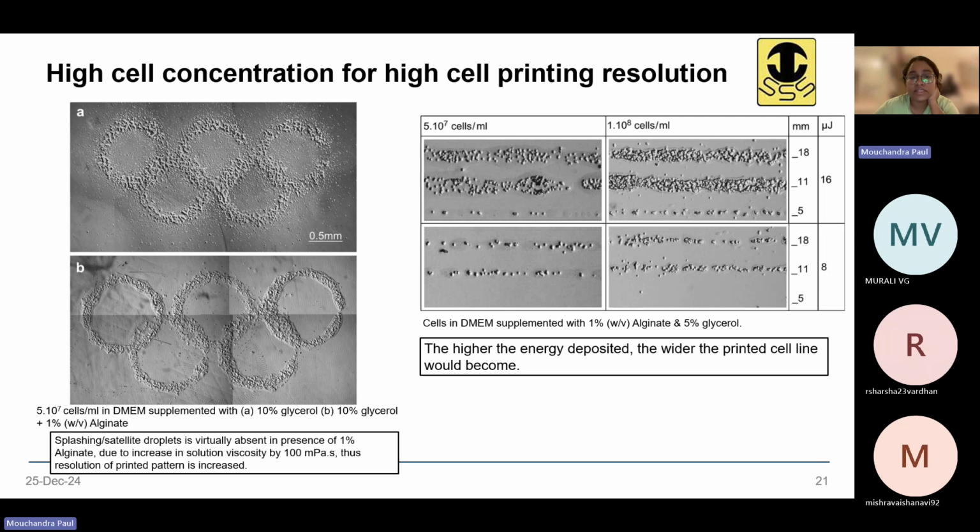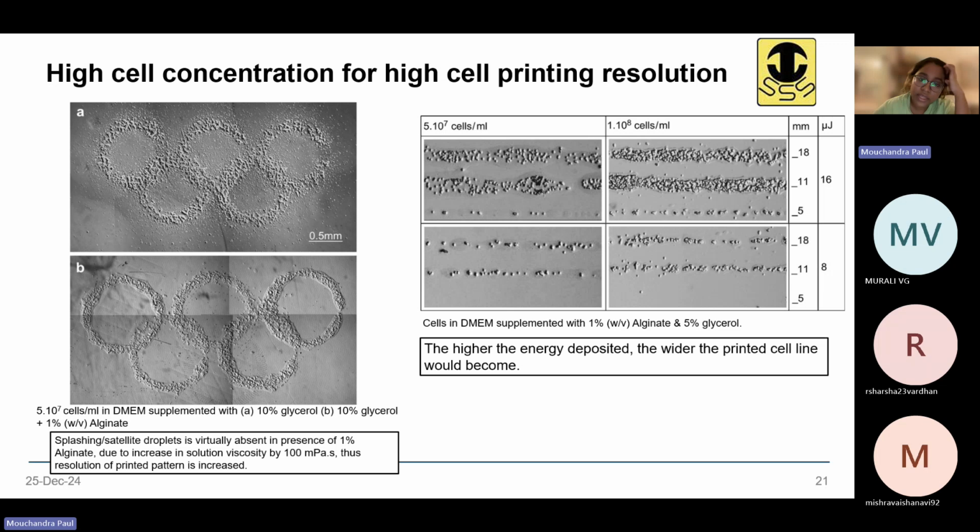Whereas in A, splashing has happened, because of which you can see a very rough outline of the circles, because there are some secondary droplets or satellite droplets that are also present within these circles. All right. So increasing viscosity with a very high cell number can actually improve the overall resolution of the structure here, as it basically prevents satellite droplet formation or the splashing of the bioink upon deposition on the substrate. Okay.